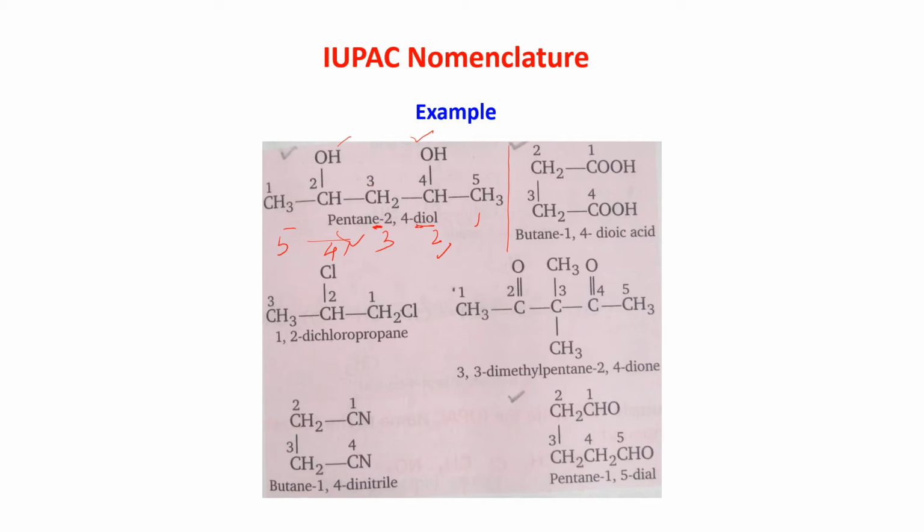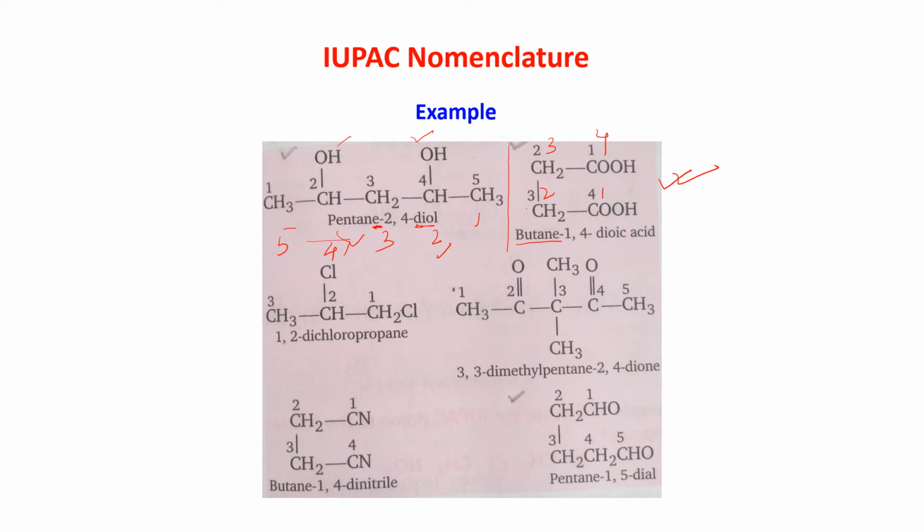So the name is pentane-2,4-diol. Just look at this one, CH2COOH, CH2COOH. You can give the numbering 1, 2, 3, 4 like that, or just reverse 1, 2, 3, 4, all the same. Now in the first and the fourth position, dioic acid is present. And there are 4 carbon atoms, so it is butane.